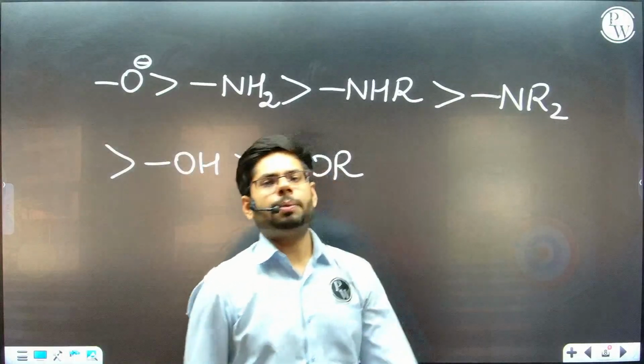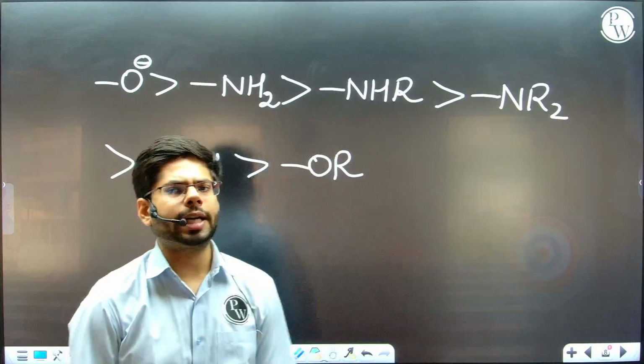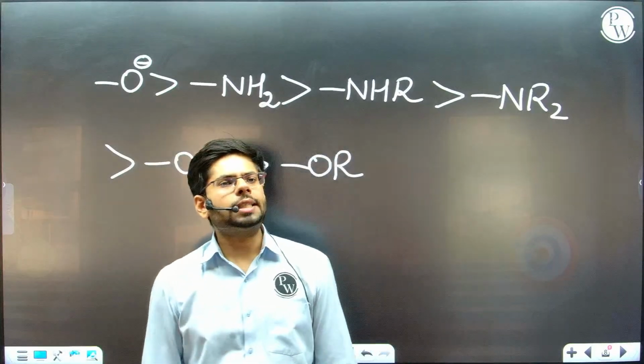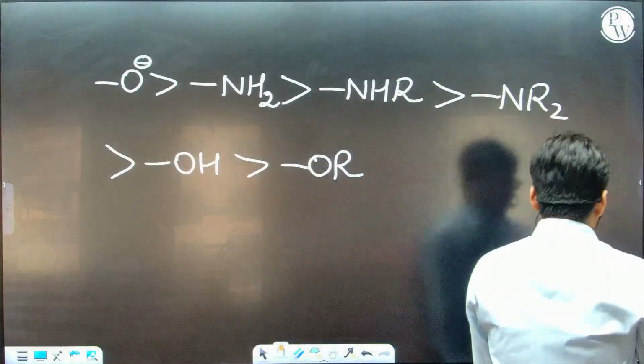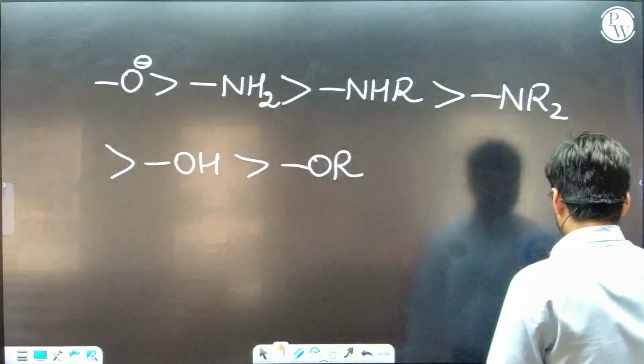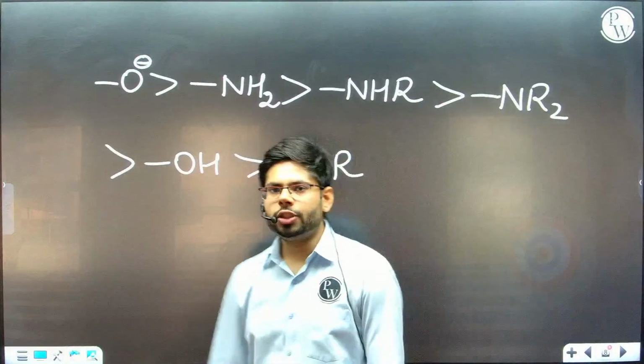So more the plus M effect in a carbocation, more is the stability of the carbocation, and more the minus M effect in a carbanion, more is the stability of the carbanion. Okay. So let's proceed now. We will discuss some questions.